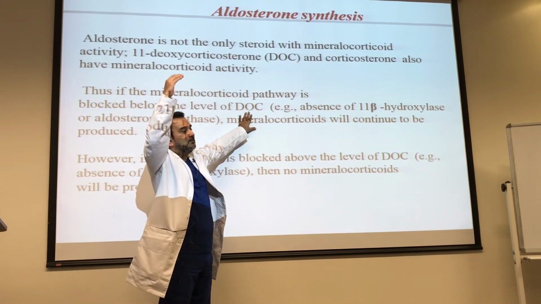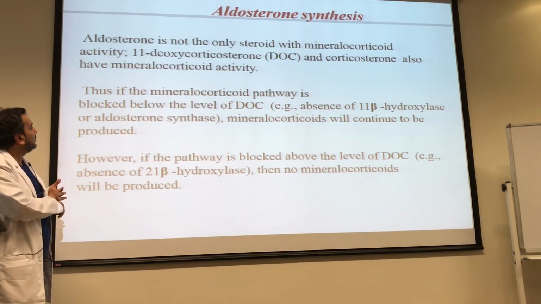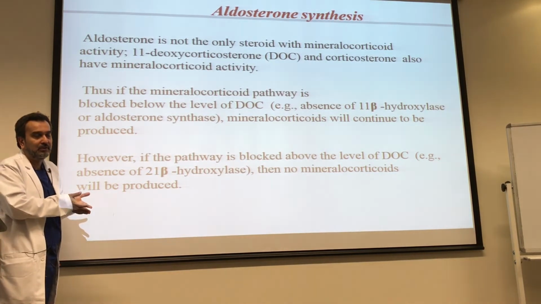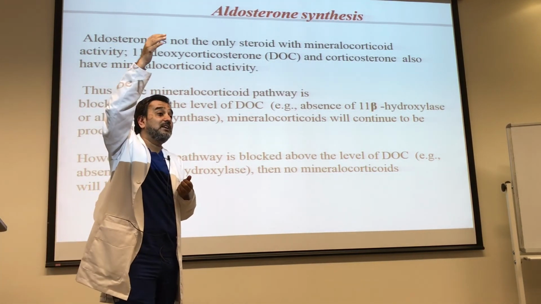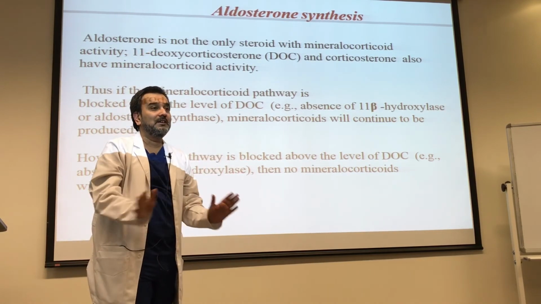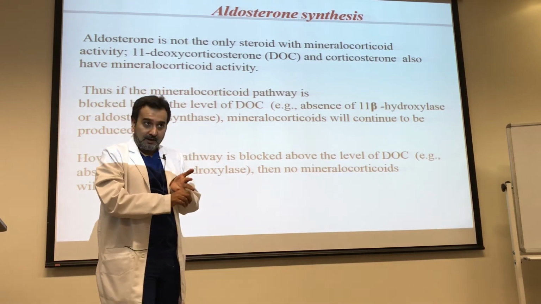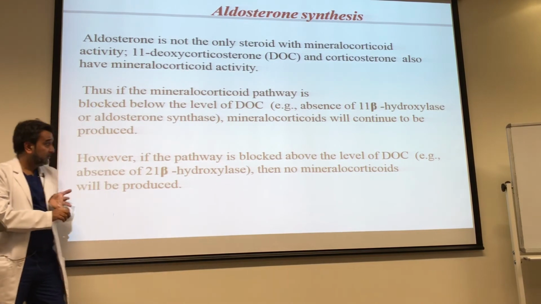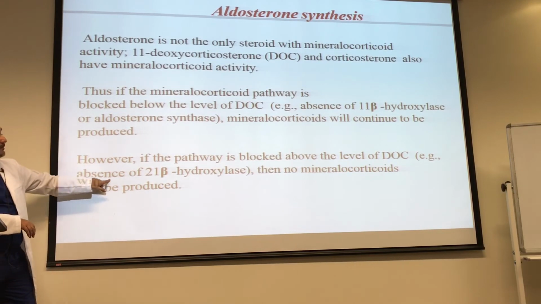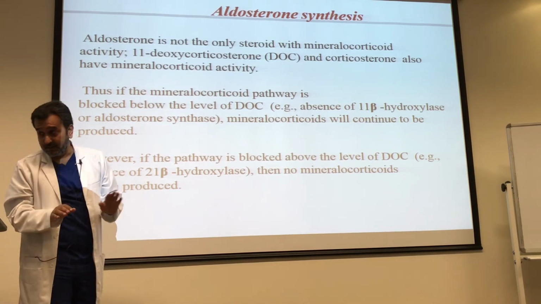So if there is absence of 11-beta hydroxylase or aldosterone synthetase, mineralocorticoid will still be able to be produced. But if the block is above, which is 21-beta hydroxylase, you cut off there, then you would have no mineralocorticoid activity, because you are not producing 11-deoxycorticosterone, as well as you are not basically producing corticosterone. So however, if the pathway is blocked above the level of DOC, that means the absence of 21-beta hydroxylase, then you have no mineralocorticoid activity.